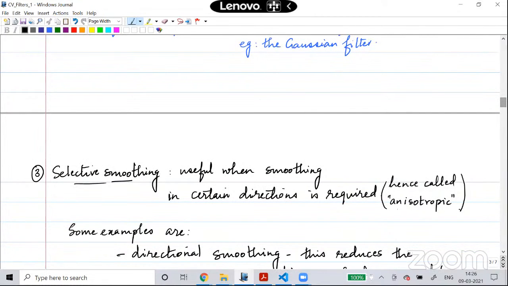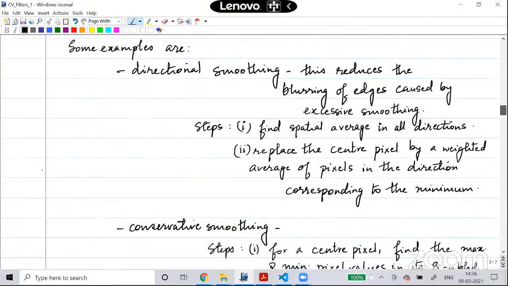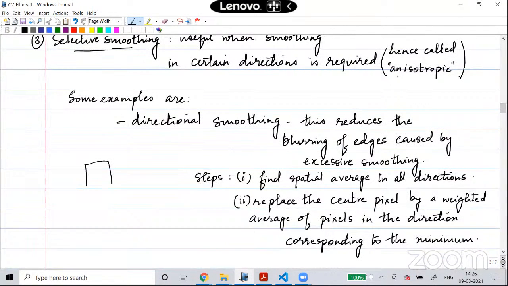So there are various types of selective smoothing, and one of them is directional smoothing. I have just listed the steps that one does, but the idea is that suppose you want to fix some direction for smoothing. You first calculate the average in all directions. Okay, and then suppose you want to go towards the minimum direction. Then you replace the center pixel by a weighted average. So suppose the minimum direction comes out to be this direction. Then you replace this by an average of these two pixels. If the kernel is bigger, then you will take the weighted average of these 3 pixels and replace the value of the center pixel with that. So this is how this directional smoothing kernel works. Okay.